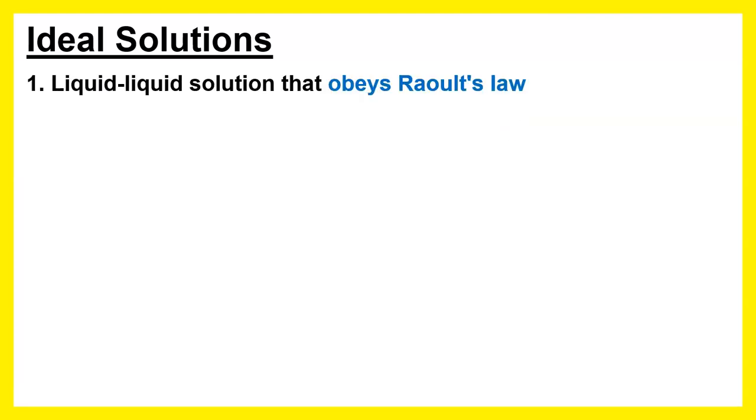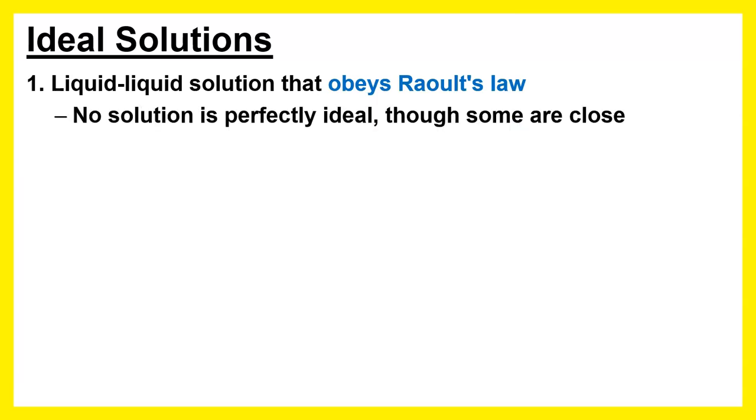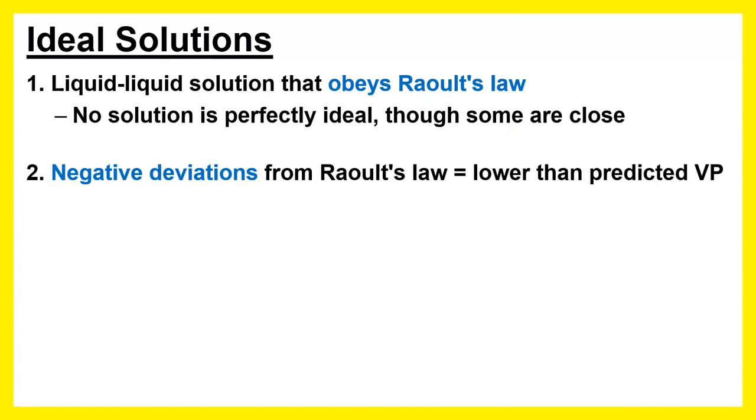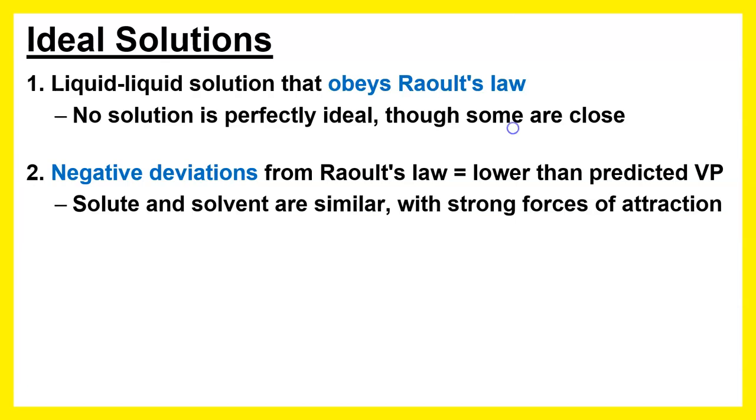So an ideal perfect solution, kind of like we had ideal gases, right? This ideal solution would be one that follows Raoult's law. Not everything is perfect. If you have what's called a negative deviation, that means you're going to have a lower vapor pressure than you expected. Not as many particles will be in the gas phase. This can happen when your solute and solvent are very similar, when you have strong forces of attraction between them. They will hold each other down in that liquid phase. It will take more energy to vaporize.